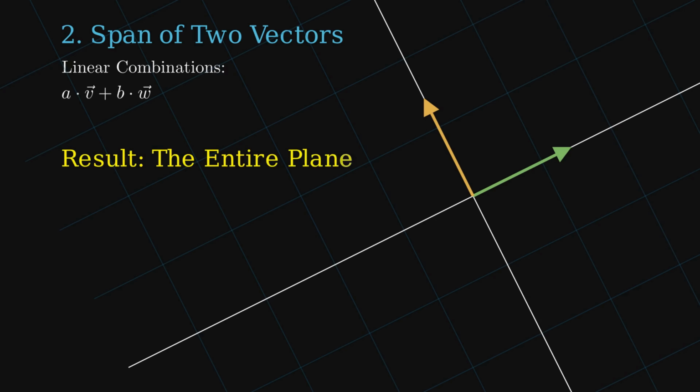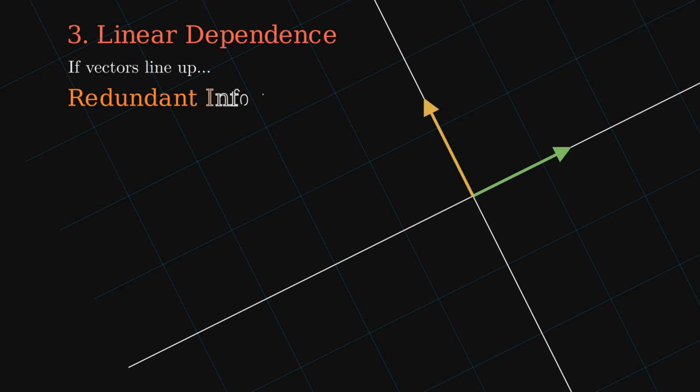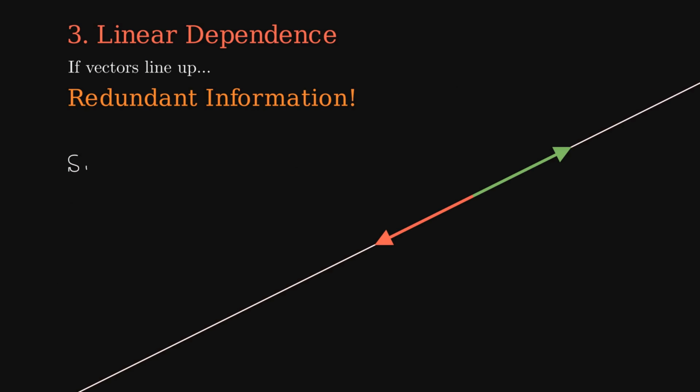Notice how the grid transforms. We can now reach any point on the screen. This is a valid basis. But there is a trap. If our second vector lines up with the first, it is redundant. The entire grid collapses back into a single line. This is linear dependence. We are stuck in 1D, failing to span the full 2D space.